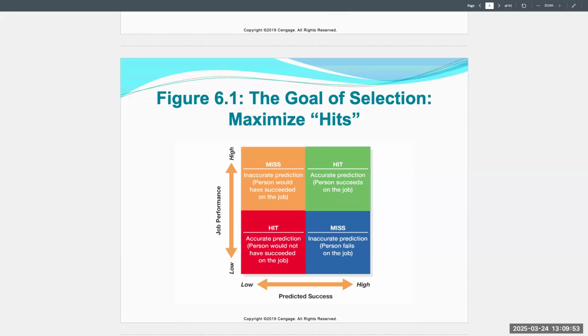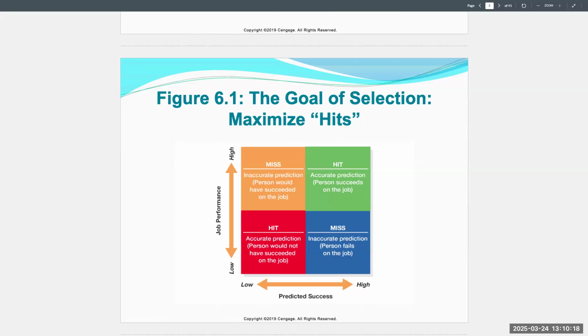So the figure here is a fundamental understanding of the true objective of any selection system: making accurate predictions about job performance. In this matrix, we're evaluating how well we predict success, or how well predicted success aligns with actual job performance. So the goal is simple but powerful. We want to maximize the number of hits and minimize the number of misses.